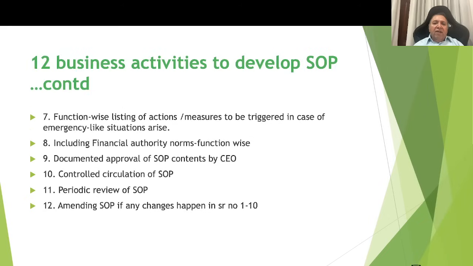Seventh is what action will be triggered in case such an emergency-like situation occurs, and this is important to maintain business continuity in any function. In our case, design function, that means the continuity of the release of the drawings and designs, etc. Number 8 is including financial authority norms function wise. Then documented approval of the SOP contents by the CEO or the MD or the promoters, controlled circulation of the SOPs, so that only the latest versions are available, periodic review of the SOPs by the CFT, and amending the SOPs if any of the changes happen in serial number 1 to 10.